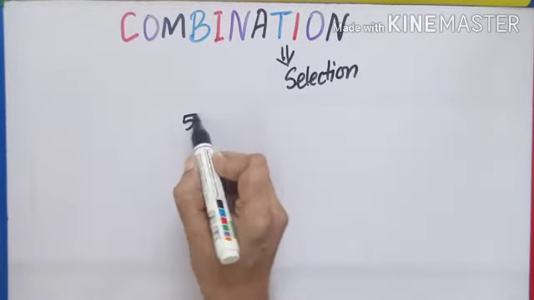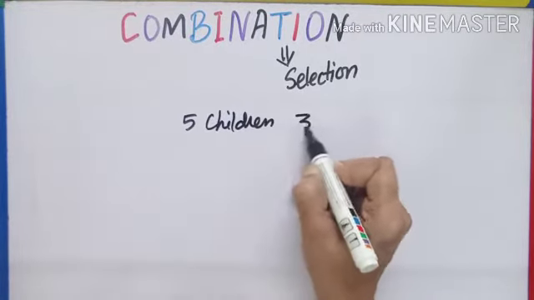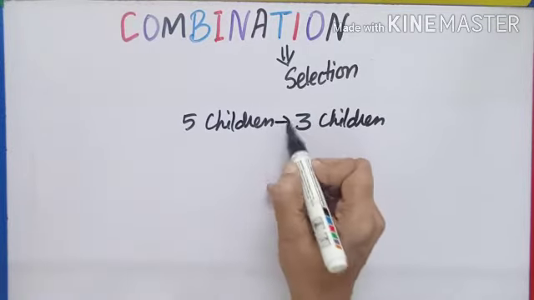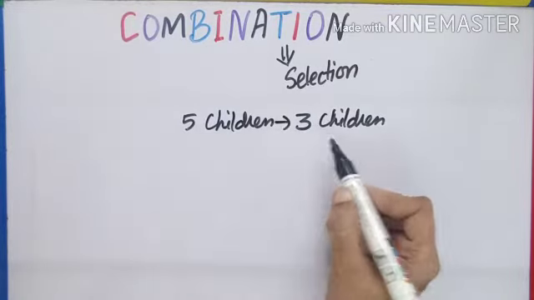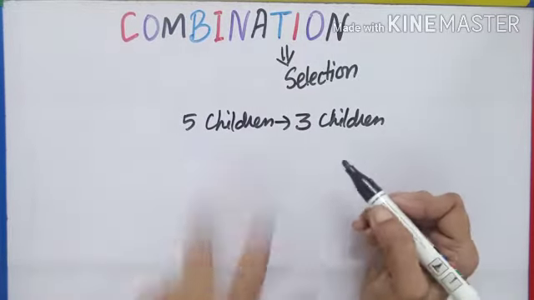So 5 children in front of you. I am going to select only 3 children. How many ways can I do it? When 5 children are there, can I select 6 children? No. So from 5, I can select only 3.